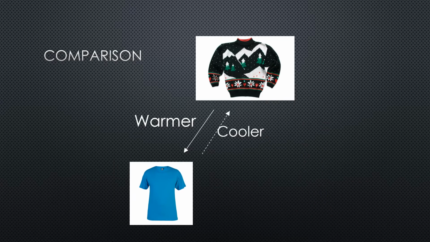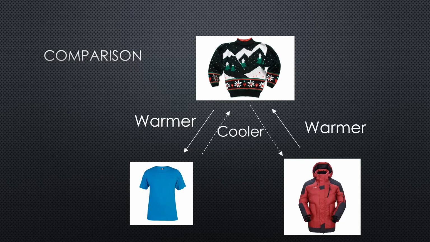But what if we teach two directionally different relations of comparison? A sweater is warmer than a t-shirt, but a heavy winter coat is warmer than a sweater. Now, the relations that a winter coat is warmer than a t-shirt and that a t-shirt is cooler than a heavy winter coat can emerge untaught.